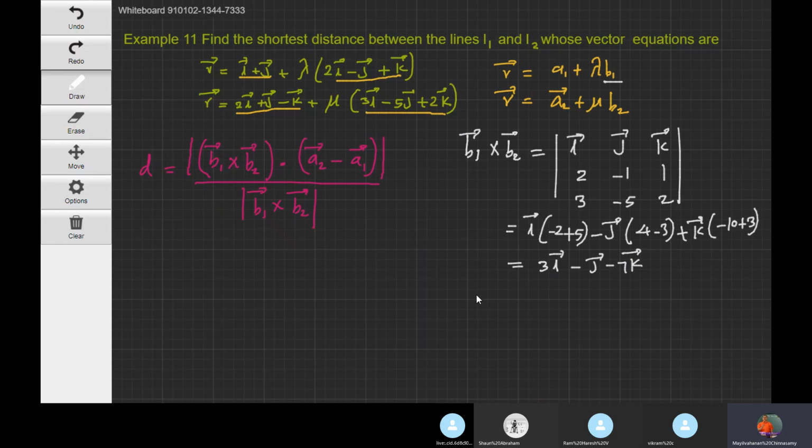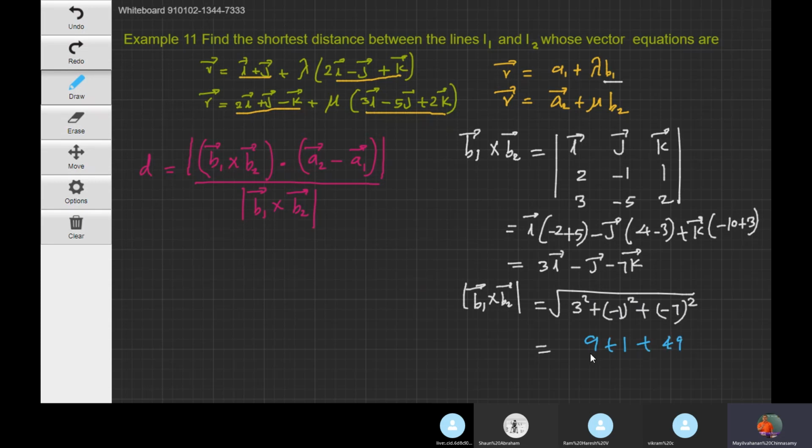How to find the modulus? You have to take the square root of 3 squared plus (minus 1) squared plus (minus 7) squared. This is 9 plus 1 plus 49, so 59. Root of 59. Okay. Now we have to do the dot product.